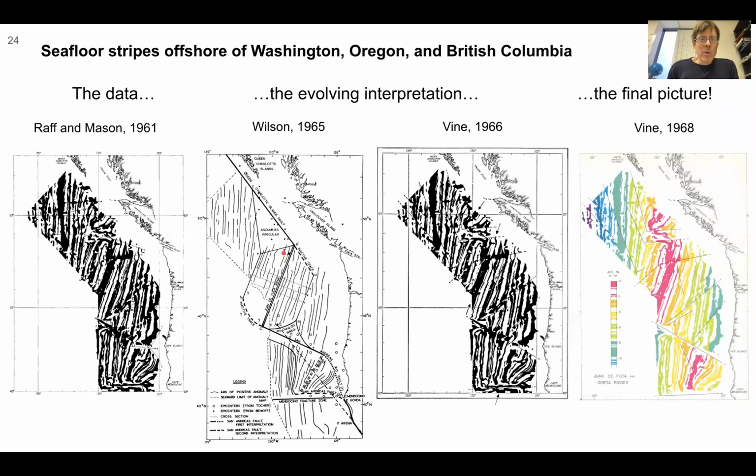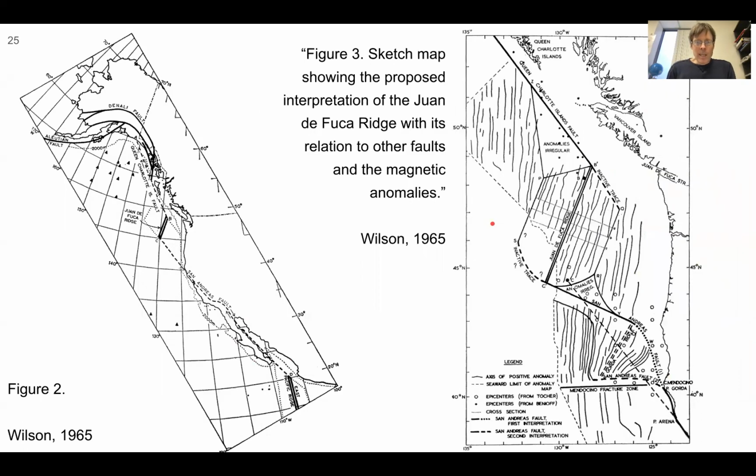All right, so back to offshore Washington, Oregon, British Columbia. We had this 1961 view of the data set, which clearly inspired a lot of authors to understand this region. So we have the data, and then following Vine and Matthews 1963 and other ideas at the time, we have this evolving interpretation of what was going on. And then finally, in its full glory, the colored picture at the end. So we'll step through some of these examples.